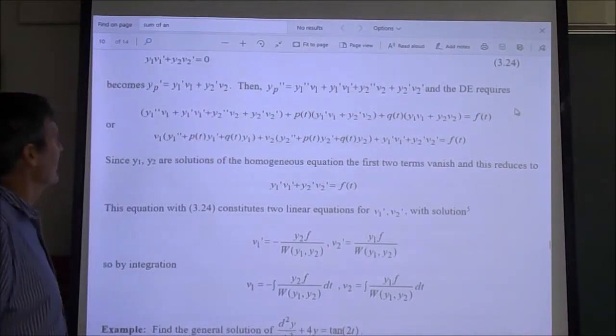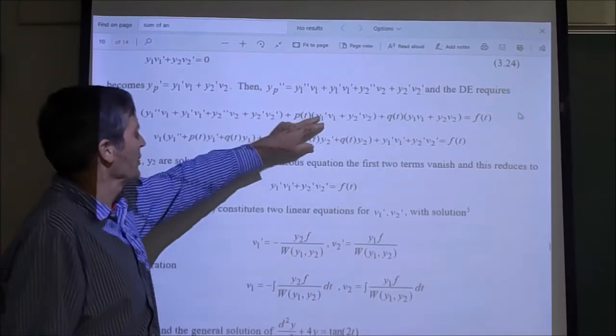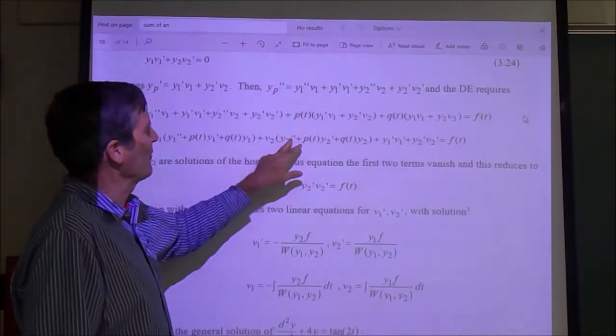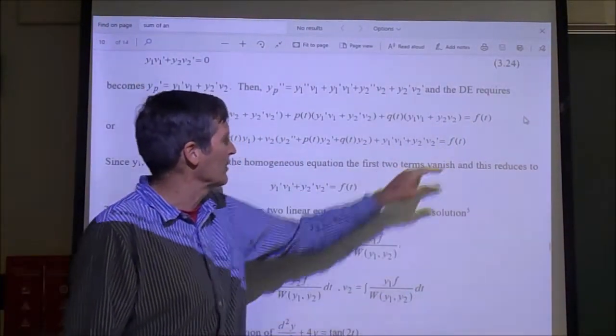And now I try to group my terms that have v1 in them, just by algebra. It's these things, all the terms with v1. I group all the terms that have v2 in them. Here are all the ones with v2. And then all the terms that don't have any v equals f of t.